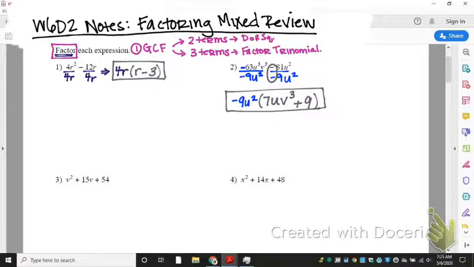In number 3, we don't have a greatest common factor. Look at all of your terms. None of the terms have something that they can divide by that they all share, okay? 15 and 54 are both divisible by 3, but v squared is not. So there is no GCF for this, okay? So I'm going to put a little star here. There is no GCF, okay?